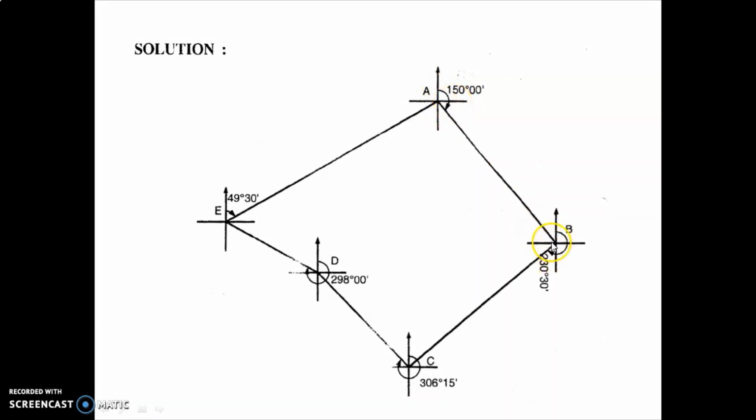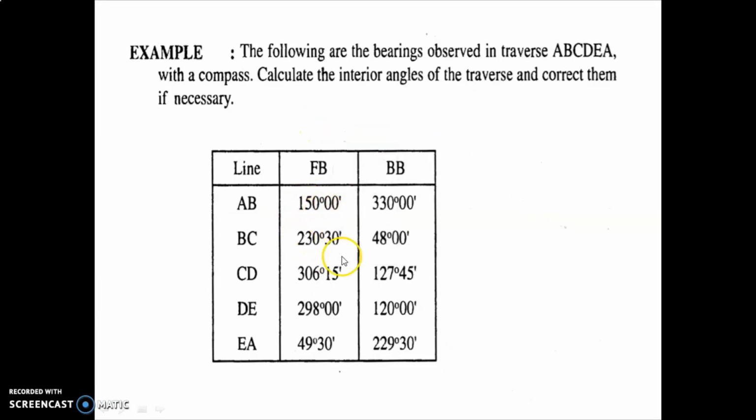Then I have drawn a line from B to C by taking the forebearing reading 230 degree 30 minute. Then from C to D by taking forebearing reading 306 degree 15 minute. Then from D to E by taking forebearing reading 298 degree 0 minute. And then one more line, E to A, by taking forebearing reading 49 degree 30 minute. The length of the lines is as per your choice; distance is not given, so you can take it roughly. Just take the forebearing readings of all the lines and complete your traverse.